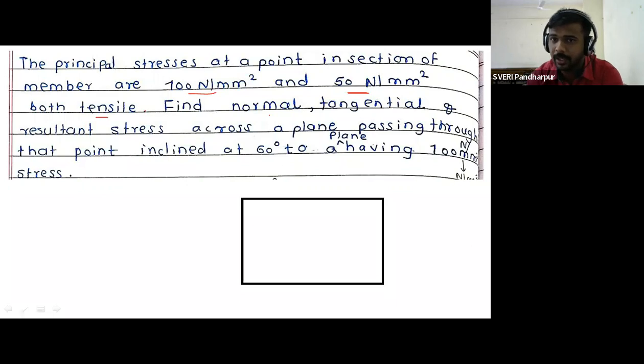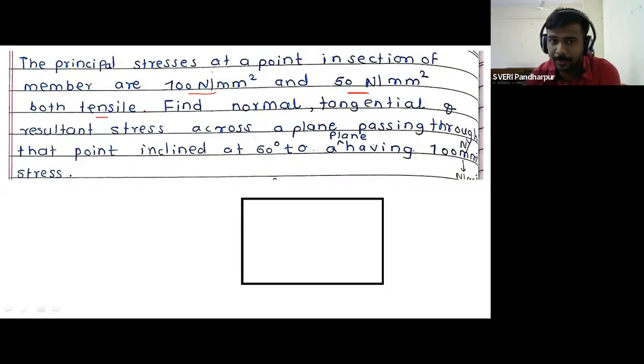Find normal, tangential and resultant stress across the plane passing through that point inclined at 60 degree to a plane having 100 Newton per mm square. बघा, theta angle कुठल्या कुठल्या स्टेटमेंट मध्ये मेन्शन केला जातो, that we have to understand through this particular statement.